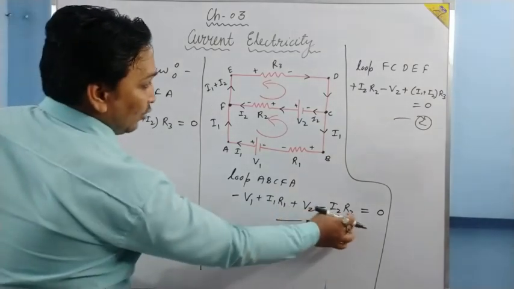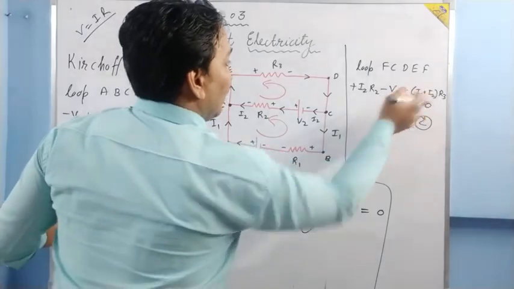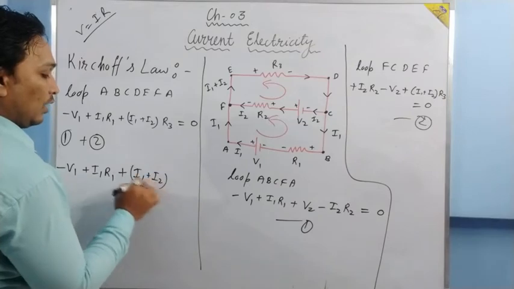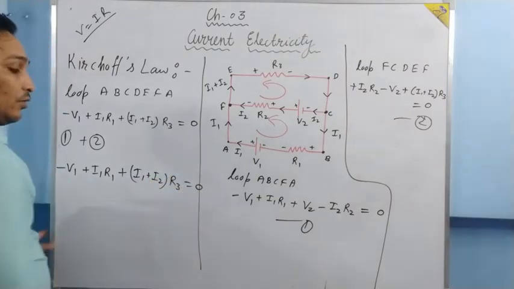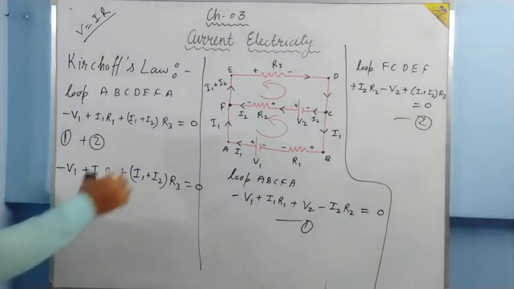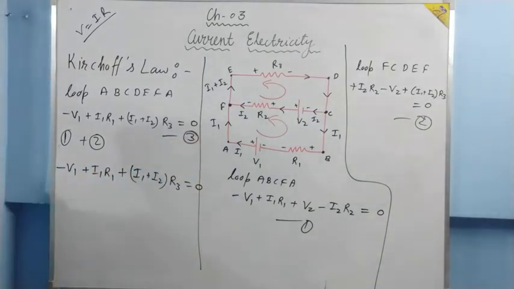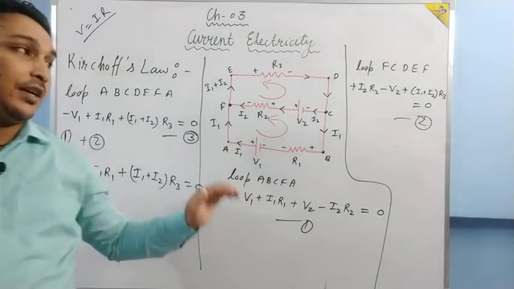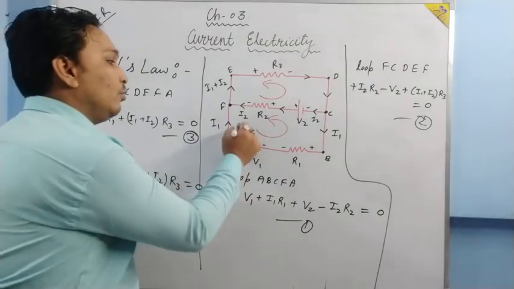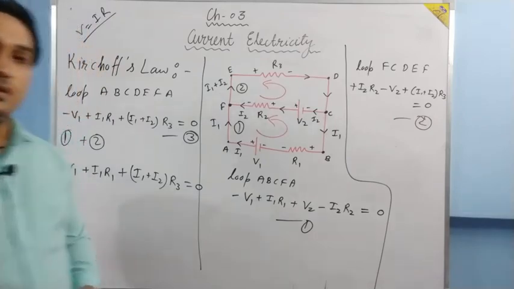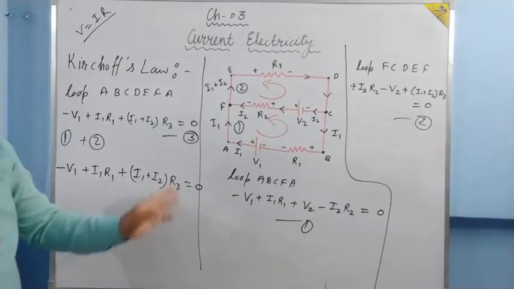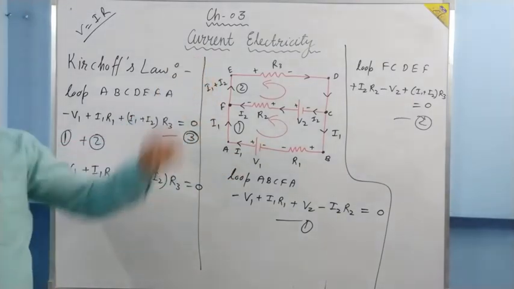Now V2 is cancelled and I2 is cancelled, and we are left with plus (I1 plus I2) outside the bracket, R3, equal to 0. That is equation number 3. When we add equations 1 and 2, we get equation number 3. So basically this outer loop, A, B, C, D, E, F, A, is nothing but the simple addition of the first loop and the second.